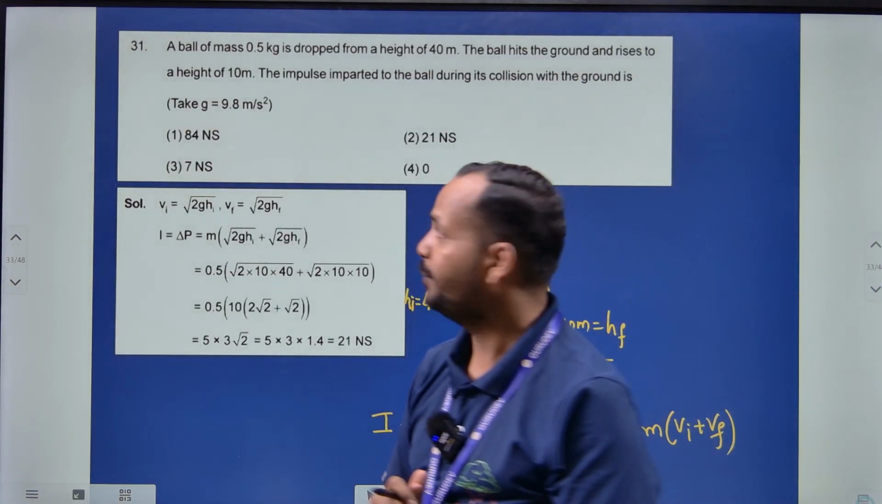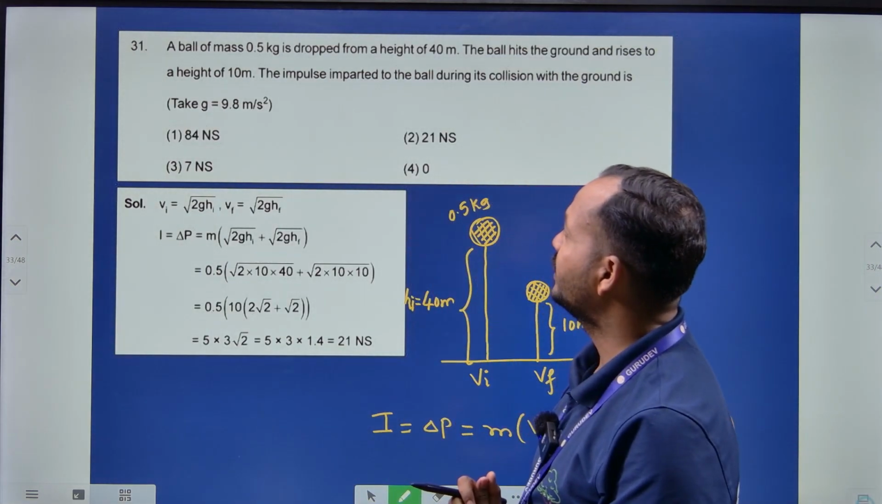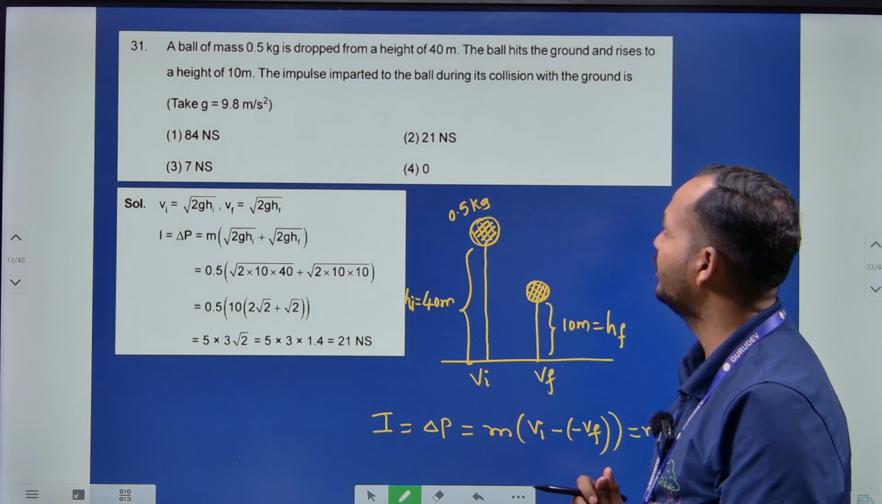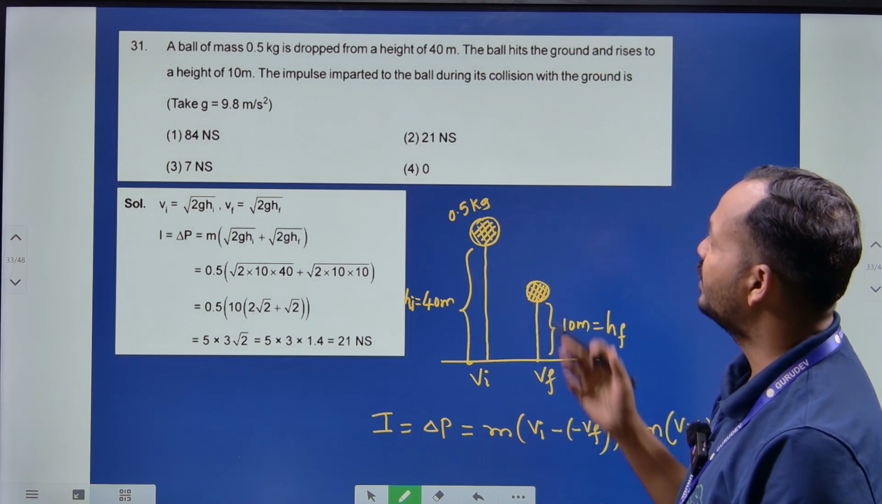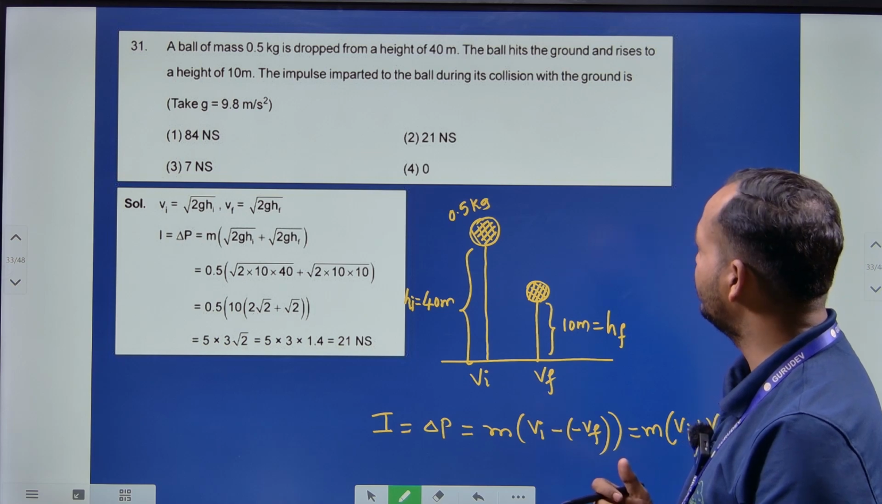The 31st question is: A ball of mass 0.5 kg is dropped from the height of 40 meter. The ball hits the ground and rises to a height of 10 meter again. The impulse imparted to the ball during its collision with the ground.